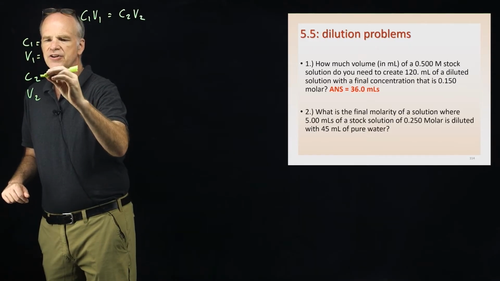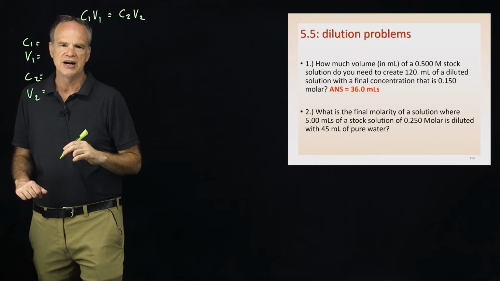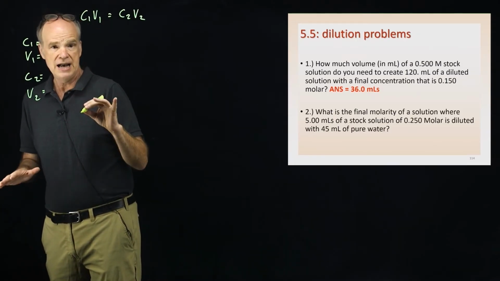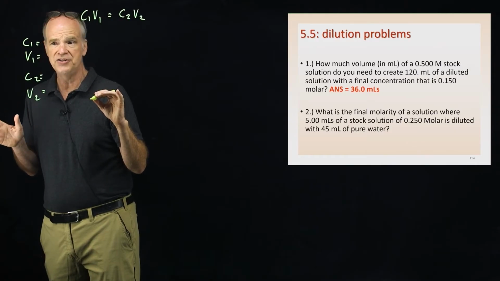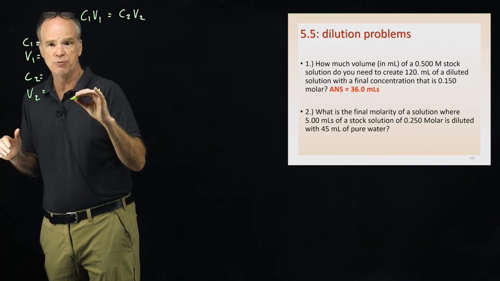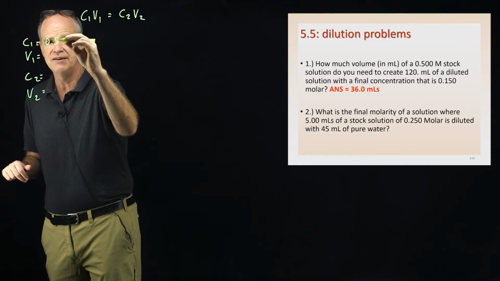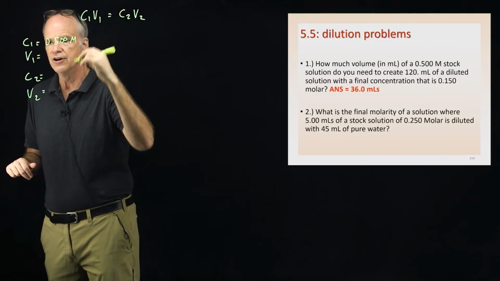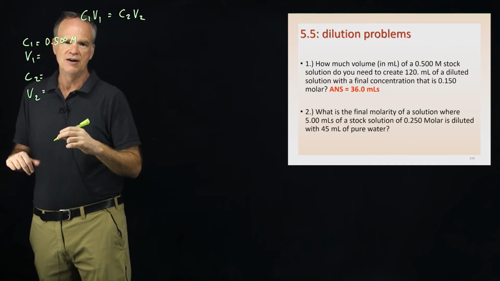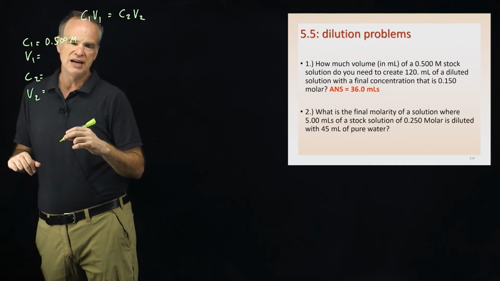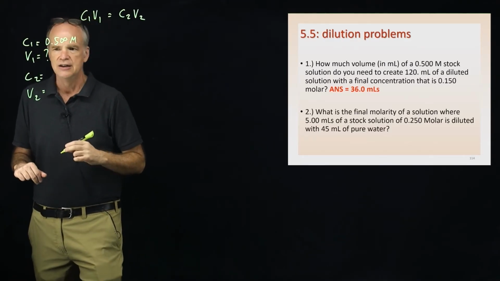So let's go ahead and assign those. How much volume of a 0.5 molar stock solution? So we have a stock solution. The stock is 1. It's a concentration that we have, 0.500 molar. So that's C1 assigned. Now we're trying to find the volume of the stock solution needed to create this diluted solution, and so the volume is what we're trying to find.